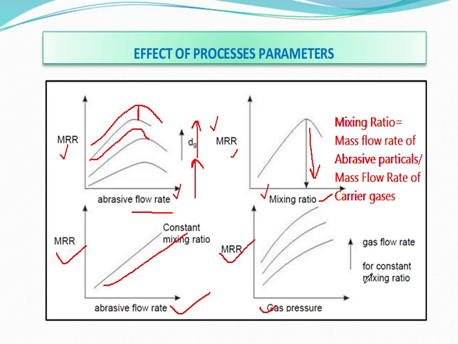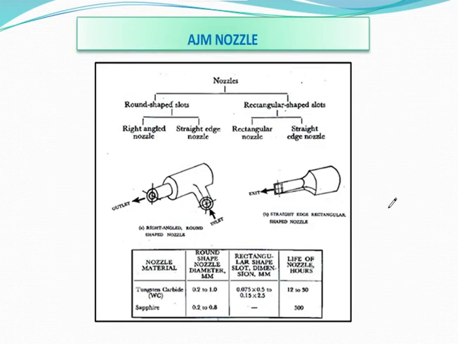Now in the next slide we are going to discuss the AJM nozzle. As I have already told you, the AJM nozzle is basically made of tungsten carbide or sapphire, which has a usual life of 300 hours for sapphire, and for tungsten carbide a lifetime of 20 to 30 hours, which has resistance to wear.